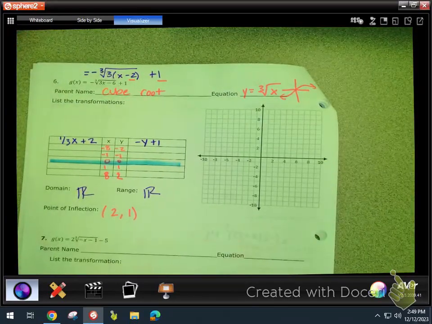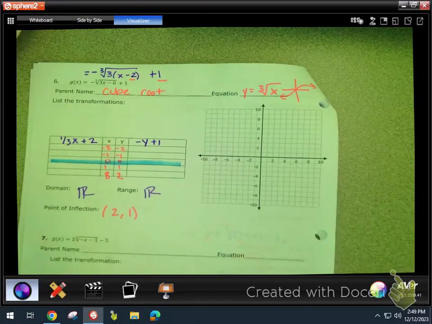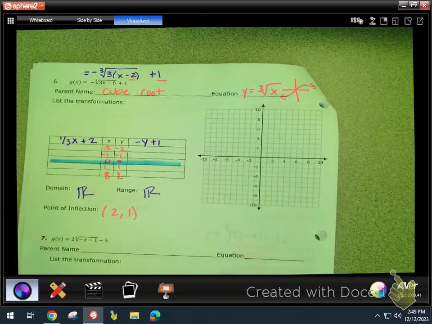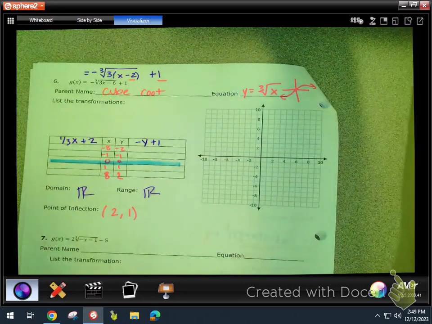Your homework, I just handed it to you. You have one of each type of graph to do. Bring that with you next time.